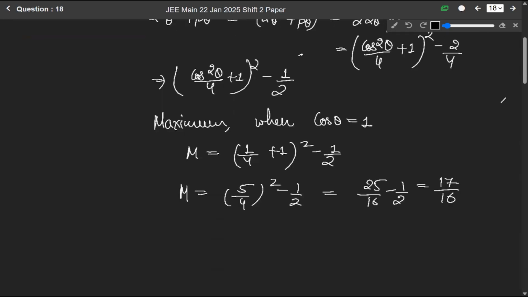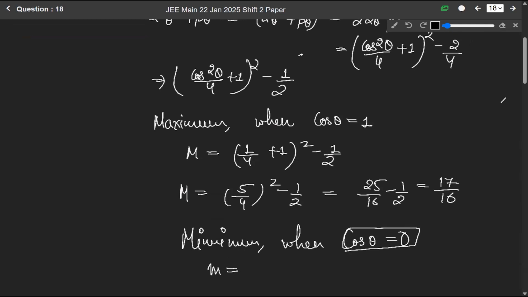Okay. And the minimum will occur when cos theta is equal to 0. So the minimum value, when cos theta is 0, will be 1 minus 1 by 2. So it will be 1 by 2 only.